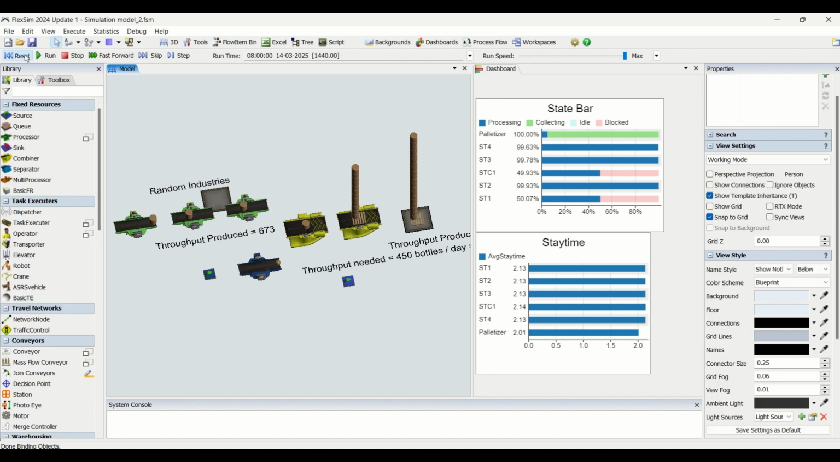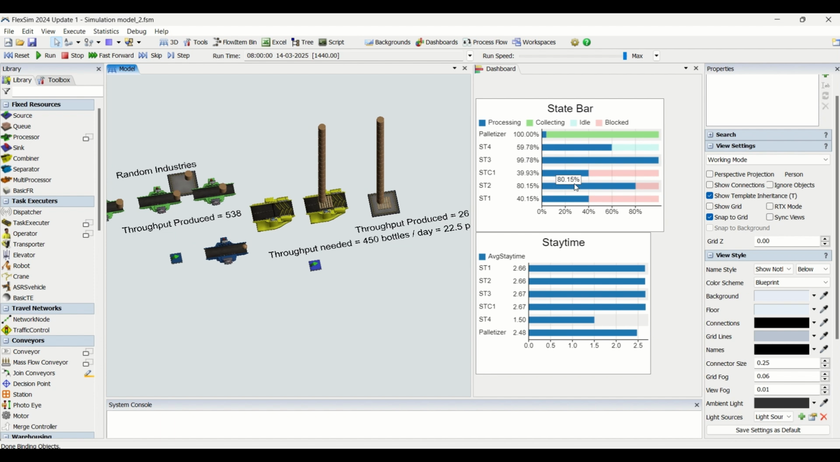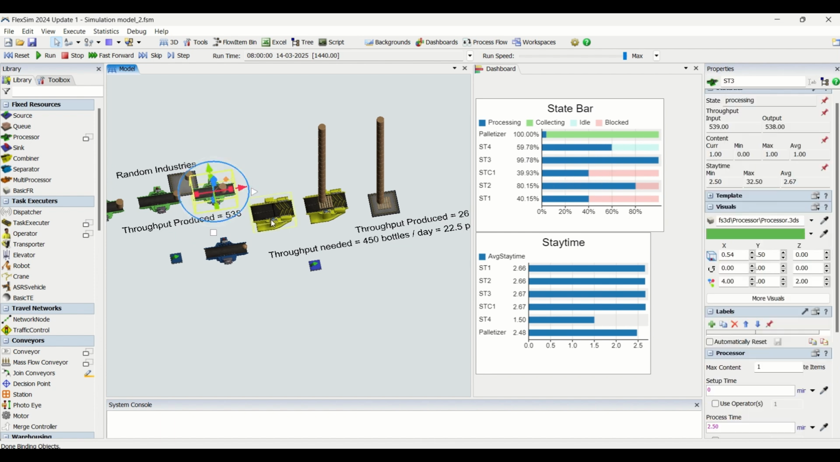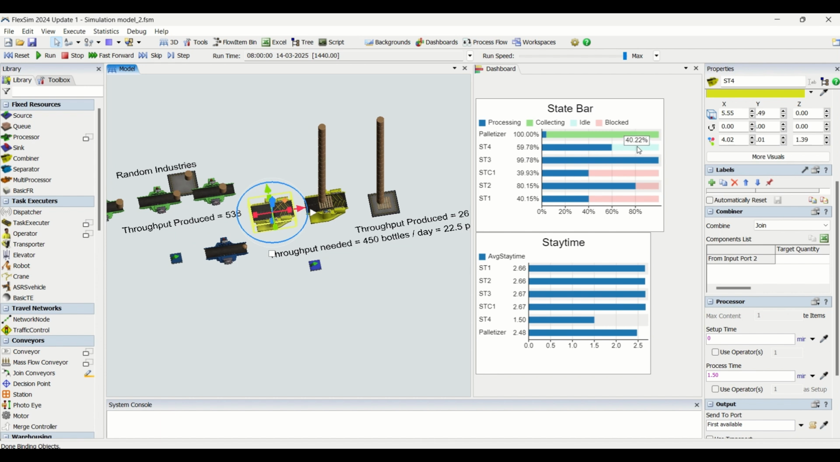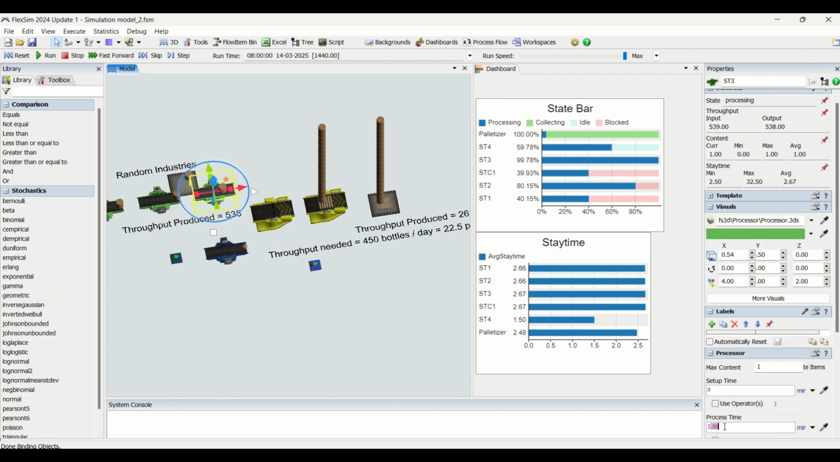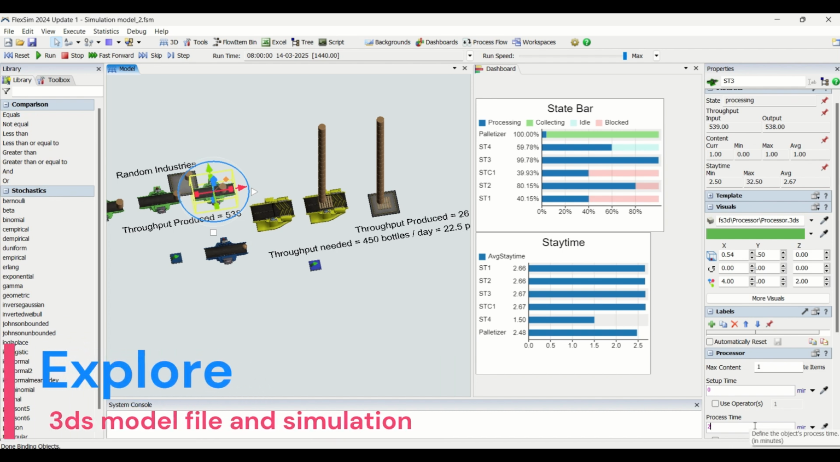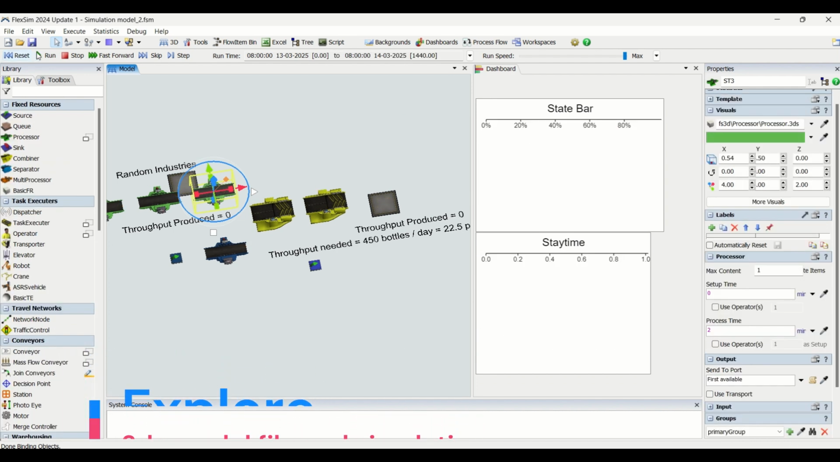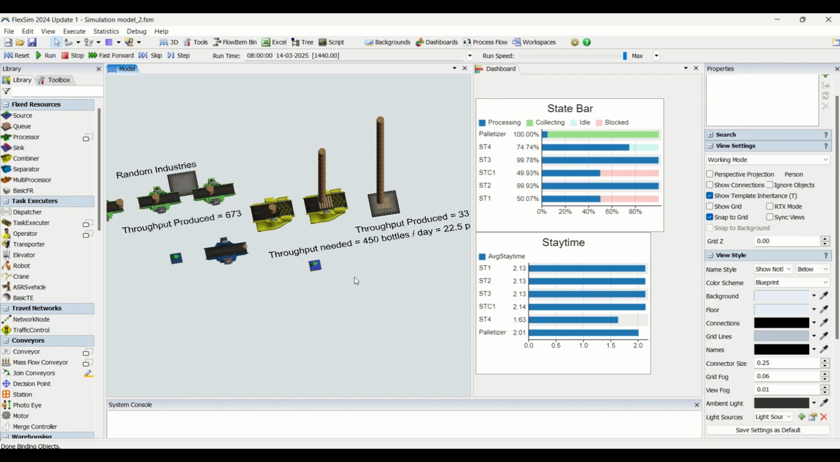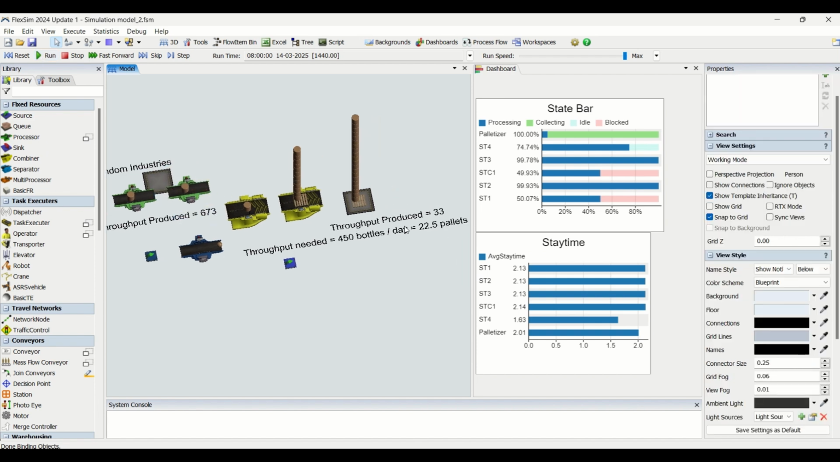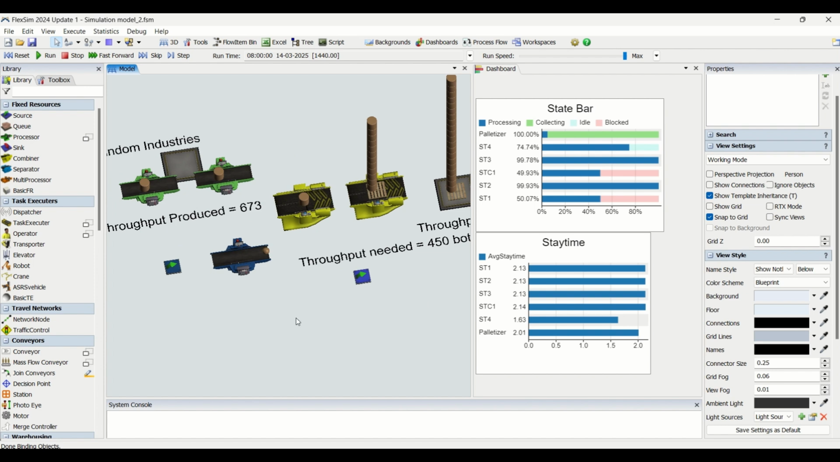because we reduced it from 5 to 2.5. So when I just reset and run this, now we have 2 operators here, we have 2 operators here, we are getting 538, which is 26, and our bottleneck station is ST3. What we need to say is that whenever ST4 is idle, my operator from ST4 should go and support for this additional 0.5 minutes onto the ST3. So when I reset this and run it, I'm going to get my demand of 673 bottles per day with 33 pallets per day.